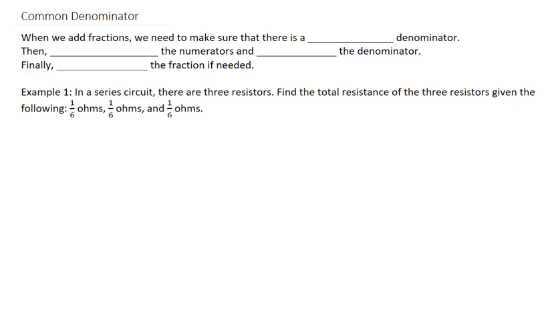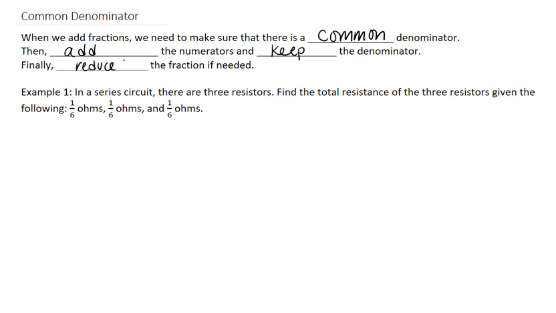Common denominator. When we add fractions, we need to make sure that there is a common denominator. Then we will add the numerators together, and then we will keep the denominator. And then finally, we will reduce the fraction if needed.